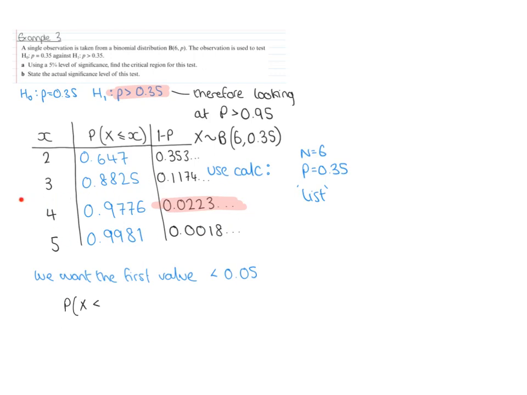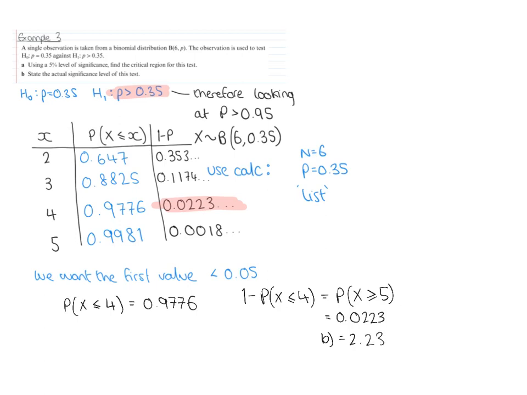So this is the one we're interested in, and its probability of x being less than or equal to 4 is 0.9776. So if x is not less than or equal to 4, what is it? Well, it must be greater than or equal to 5. So that gives us the probability of x being greater than or equal to 5, which is the first value less than 0.05. So therefore that is our critical value, and we multiply by 10 to get the actual significance.